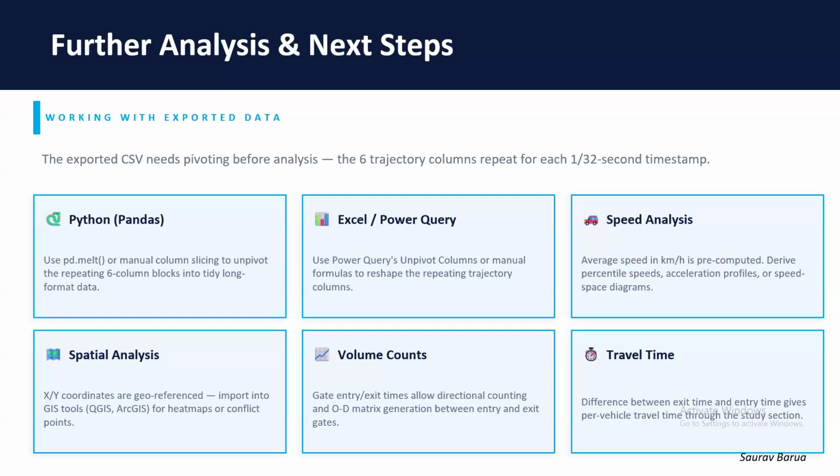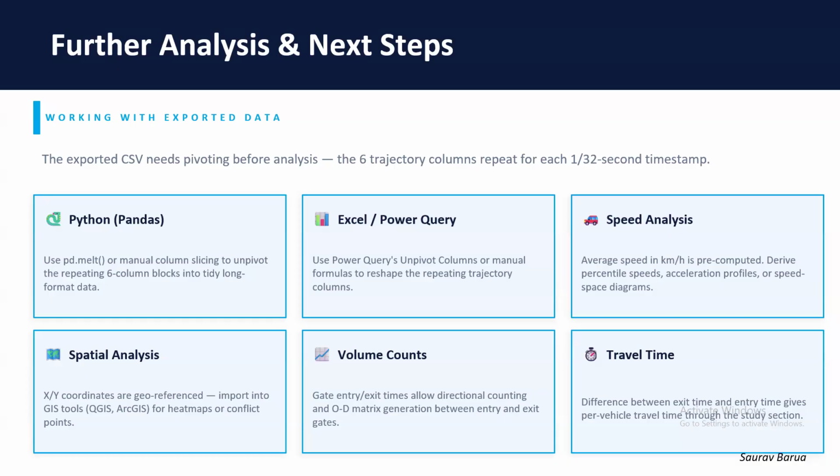So for further analysis, we have to pivot this CSV file, especially the last 6 columns. Later on, we can see that those columns do not have a header, but using Python pandas we can repeat the pivot operation. Using that, we can slice and unpivot the repeated 6-column block into tidy long format data.